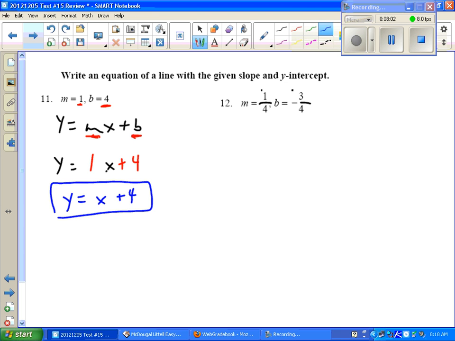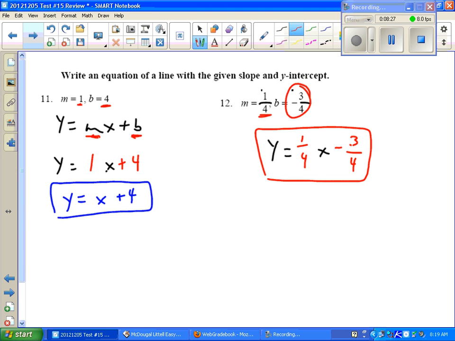This, when you do likewise, again, it gives you slope and it gives you y-intercept. So leave y, leave equals, and leave your x, and just plug in your slope, which is your m value, and your y-intercept, which is your b value, -3/4. So y equals 1/4 x minus 3/4.